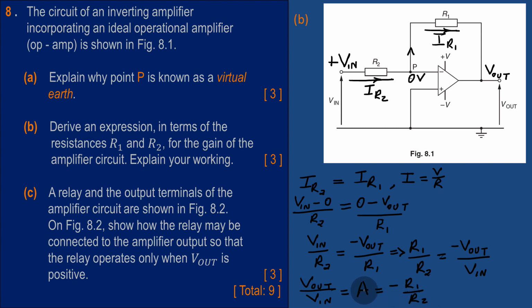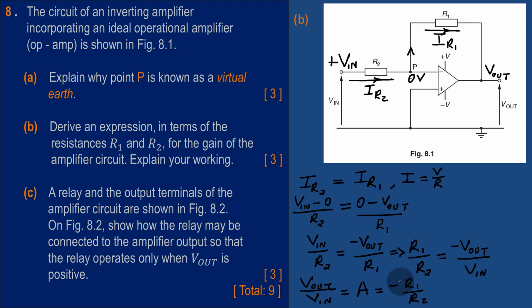And you can see that the gain of the amplifier is given by minus R1 over R2. And actually, we have answered the question. We have derived an expression in terms of R1 and R2 for the gain of the amplifier. So we can say the gain A is equal to minus R1 over R2. R1 actually happens to be the feedback resistor. This is the feedback resistor, RF.